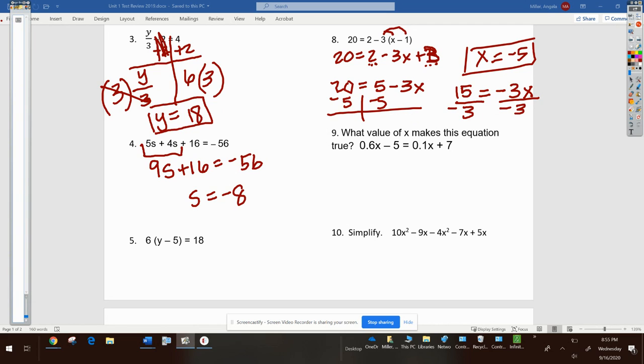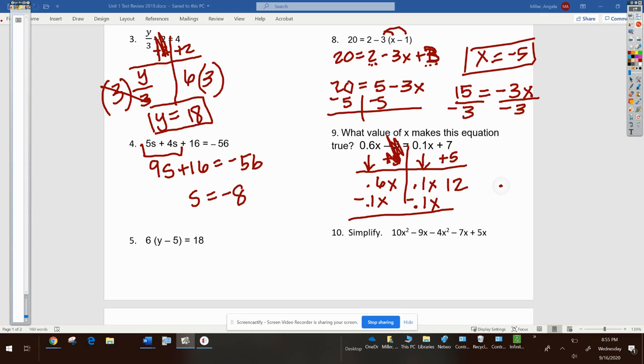All right, what is the value of x that makes this equation true? So basically, that's just a different way to say solve for x. So the only thing different here is I have some beautiful decimals. So I am going to add 5 to both sides. That is going to cross this one out. I'm going to bring down my 0.6x. I'm going to bring down my 0.1x. And I'm going to know that 7 plus 5 is 12. All right, so now I can subtract out that smallest variable. So that is going to give me a 0.5x equals 12. If I divide both sides by 0.5, x is going to equal 24.